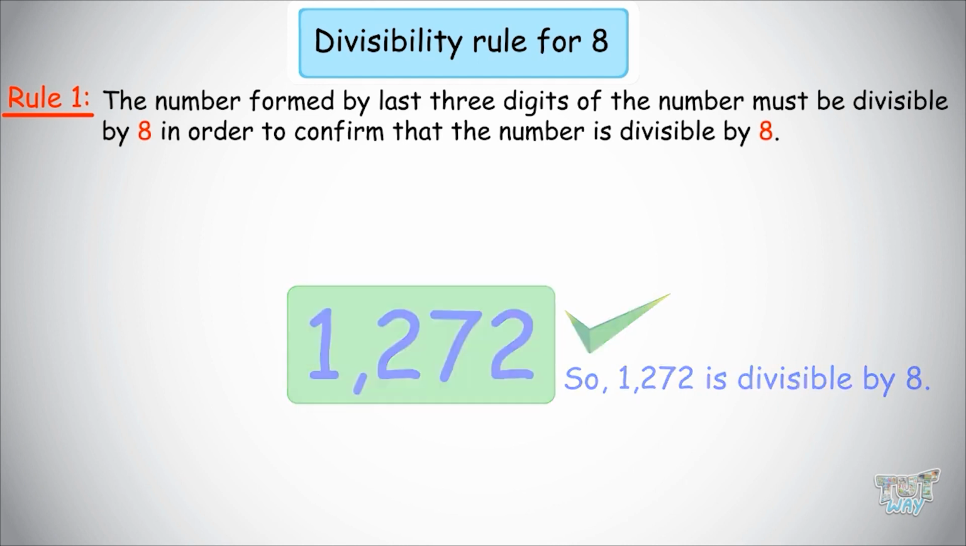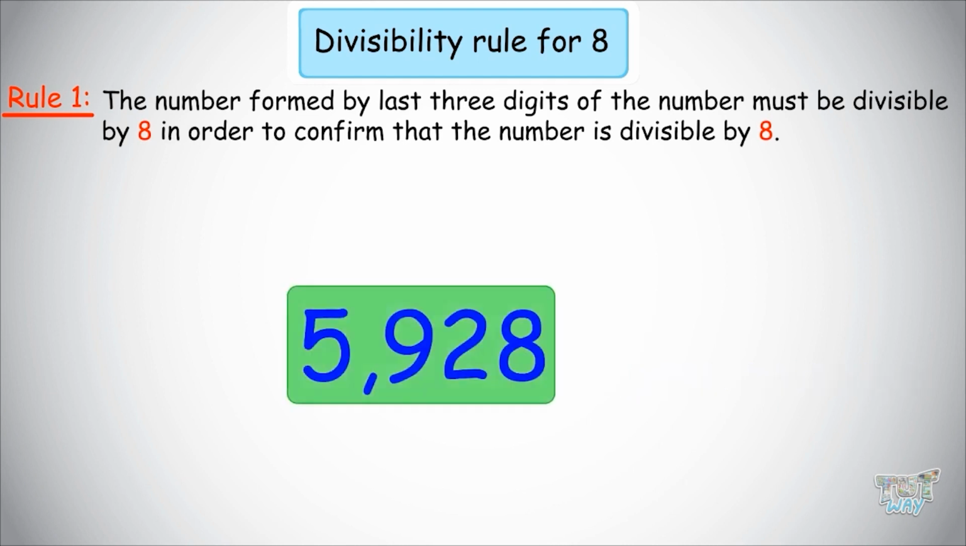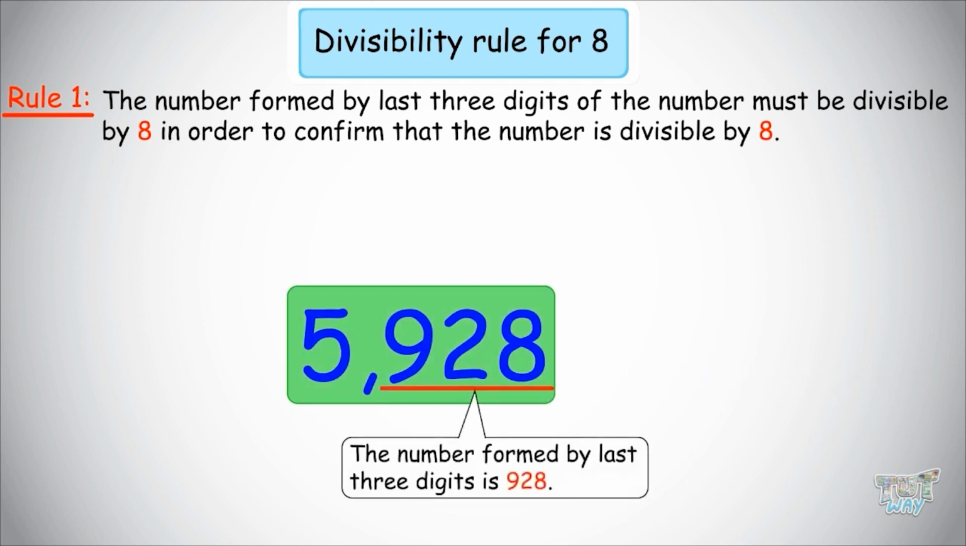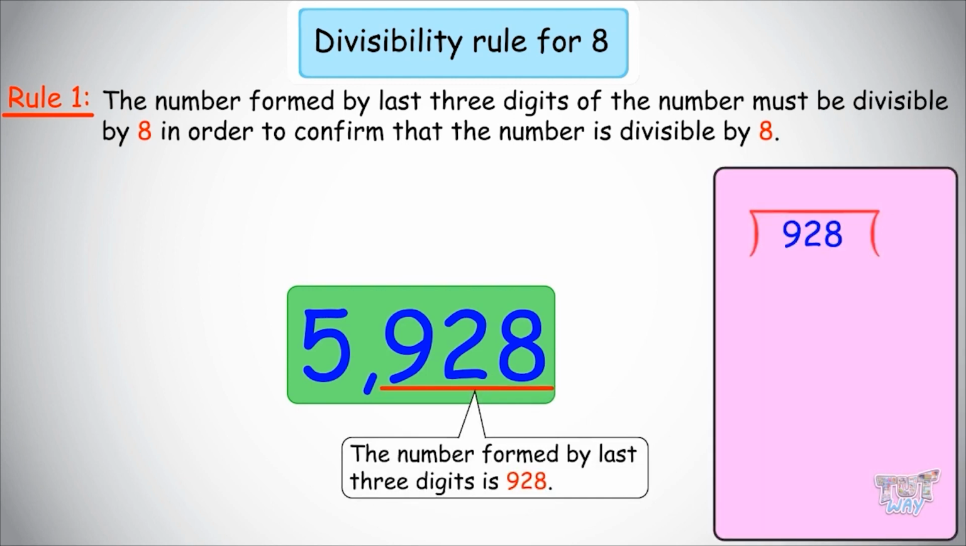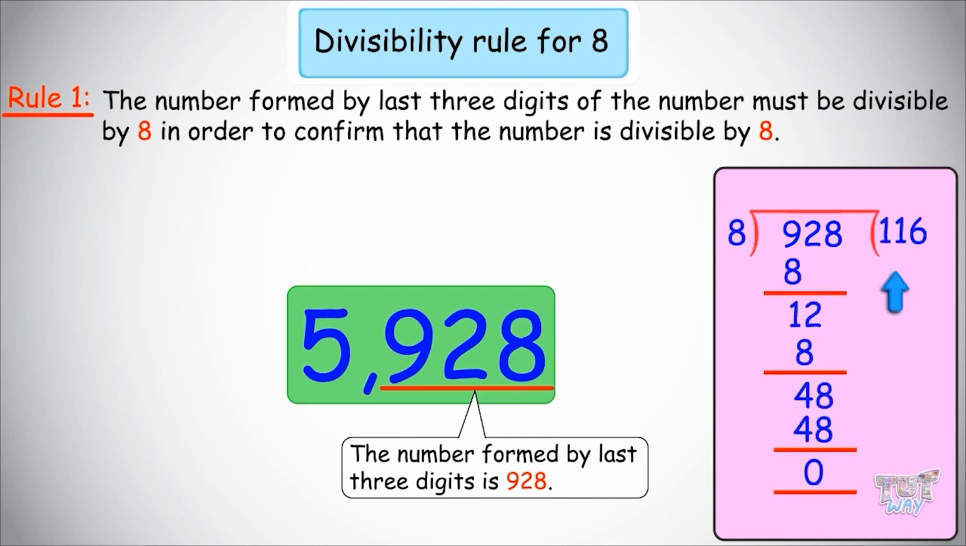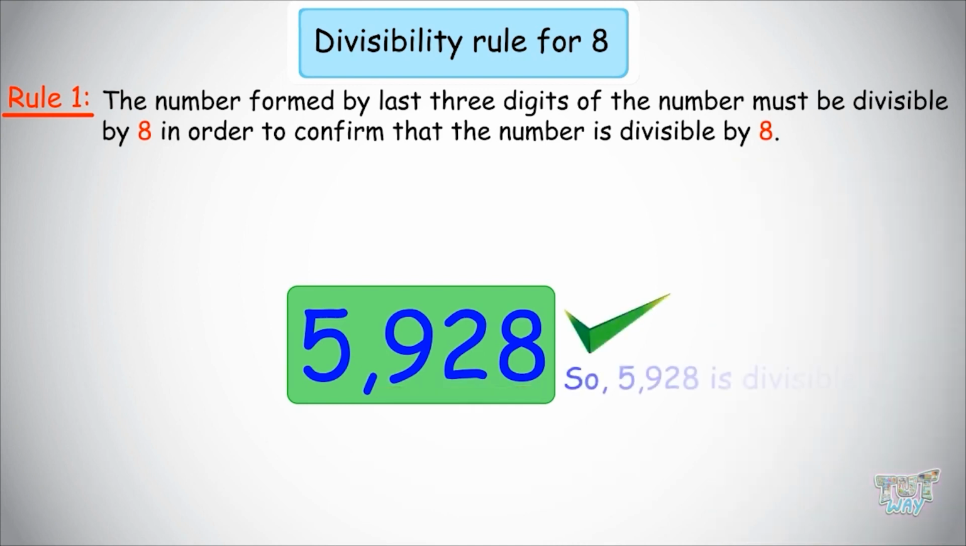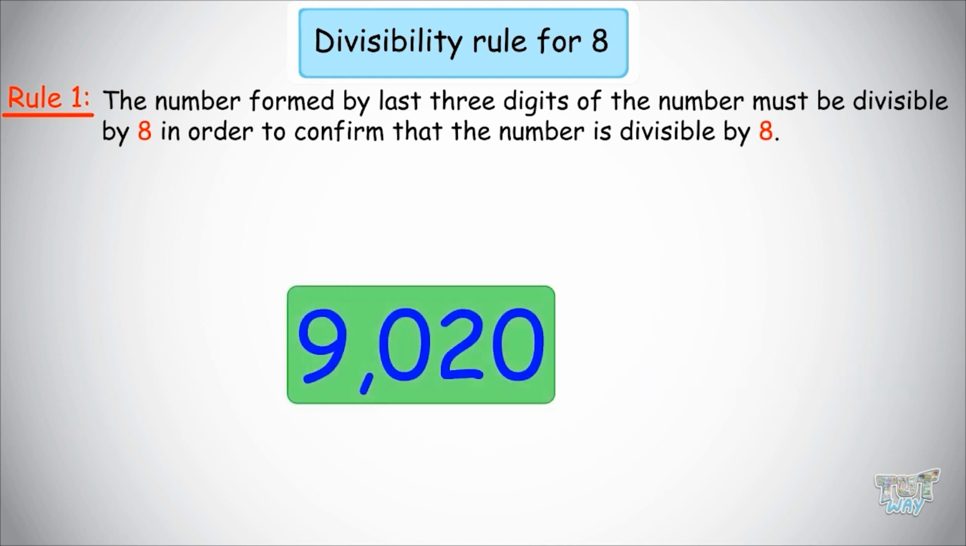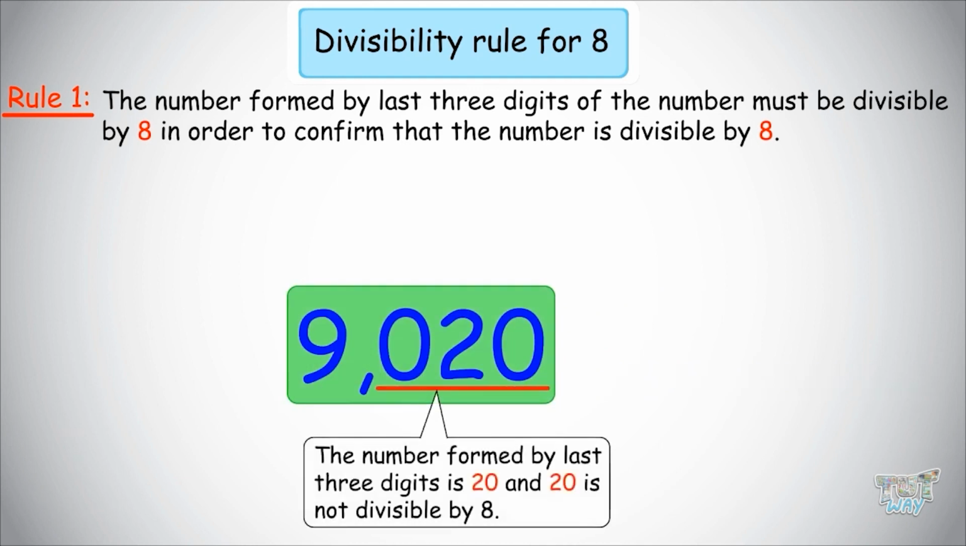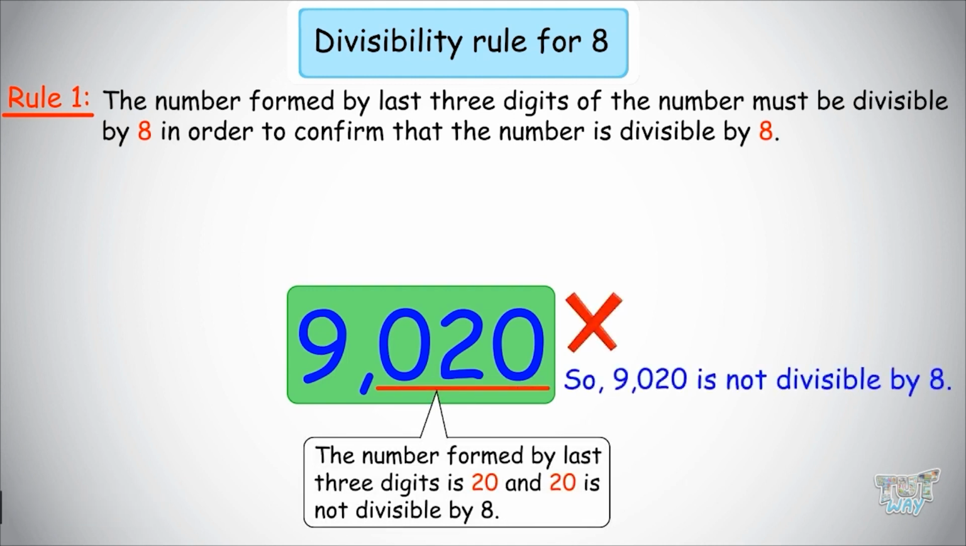The next number is 5928. The number formed by the last 3 digits is 928. 928 divided by 8 is 116. So yes, this number is divisible by 8. Next number is 9020. The number formed by the last 3 digits is 20. 20 is not divisible by 8. So the whole number is not divisible by 8.